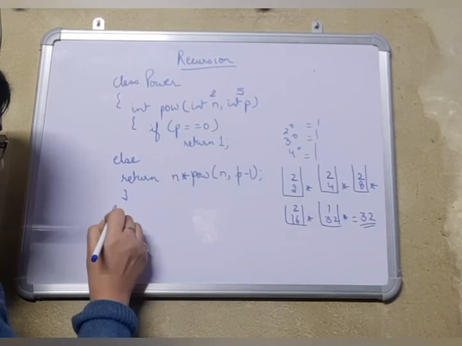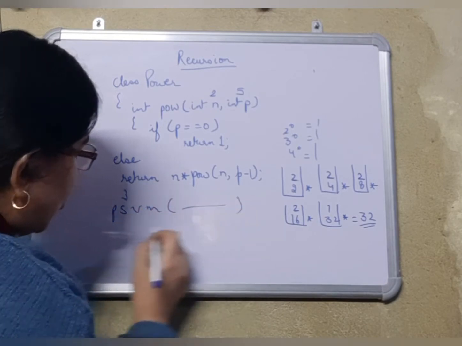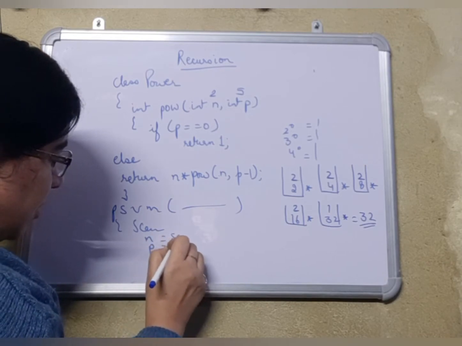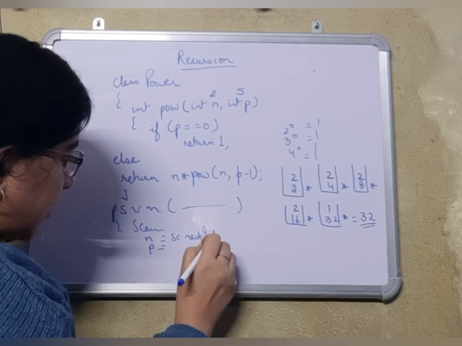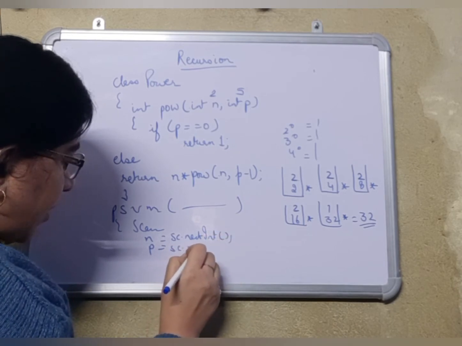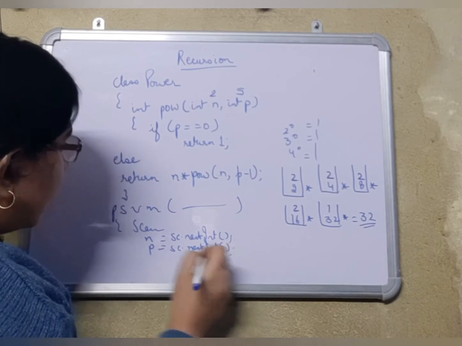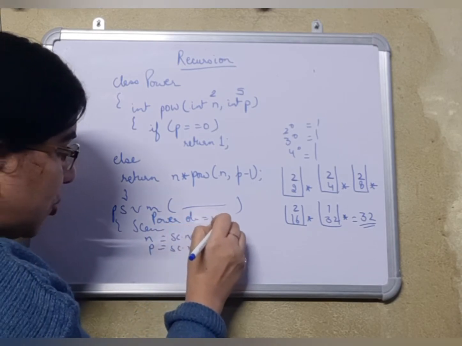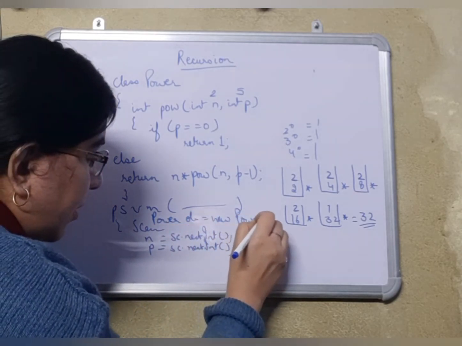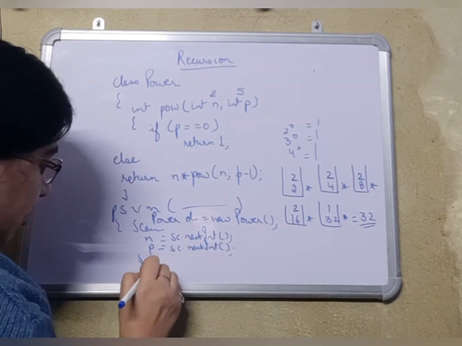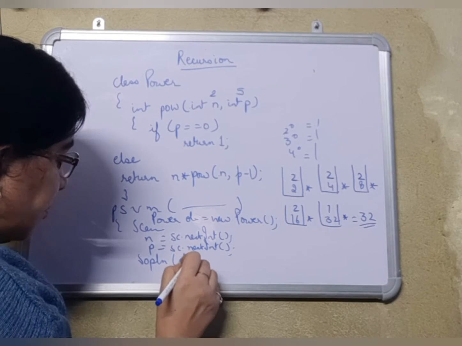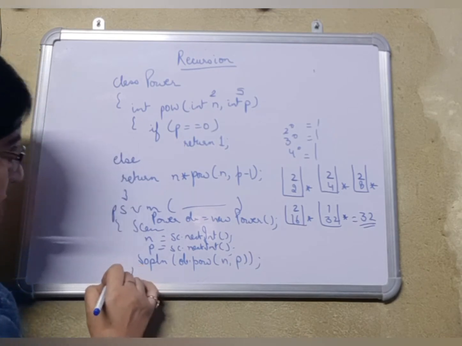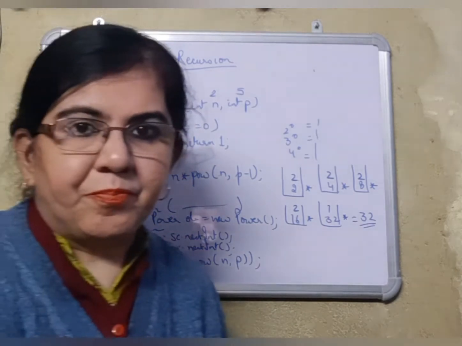In main, if you are creating main using Scanner, you will be taking n and p from the user. And since it's a return type of function, first of all you will have to create the object for your class. Power ob is equal to new Power. So with System.out.println we are going to call ob.pow and send n and p. Automatically the value will be printed here.